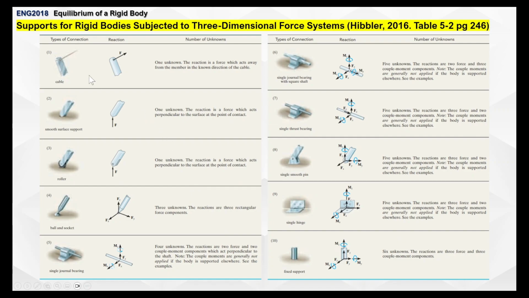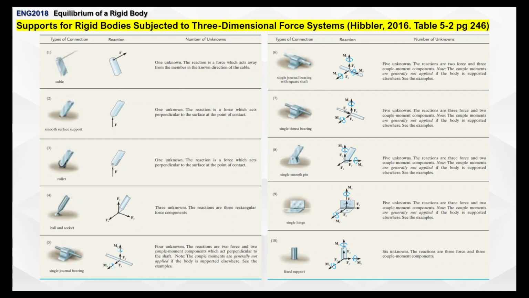So just as we have supports for rigid bodies in two dimensions, we also have supports for rigid bodies subjected to three-dimensional forces, and you can find this on page 256 of your book. In this case, the cable, the only difference is that it's shown in 3 dimensions. There's only tension here, and there's just one unknown, and the force it's trying to prevent is its reaction force.